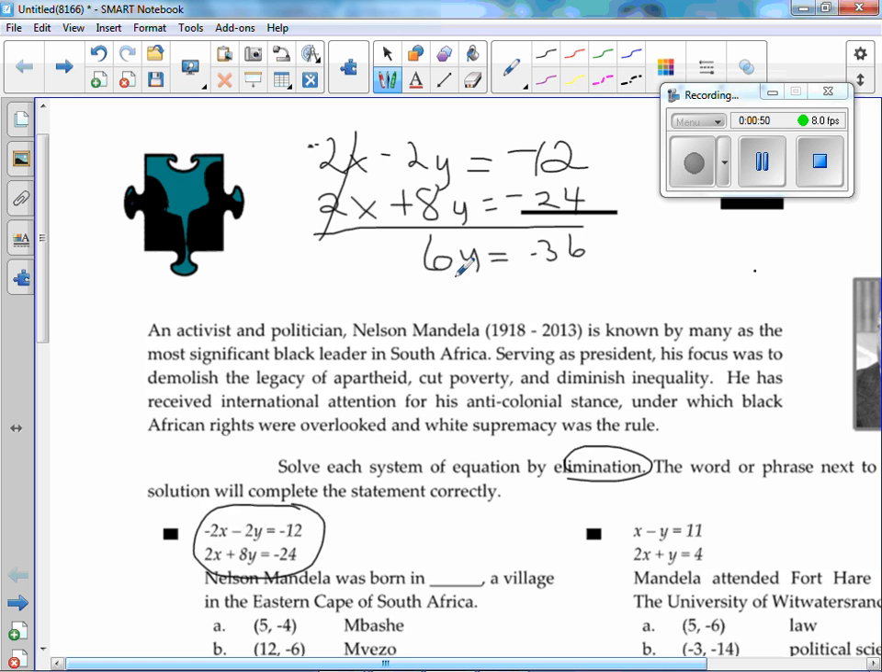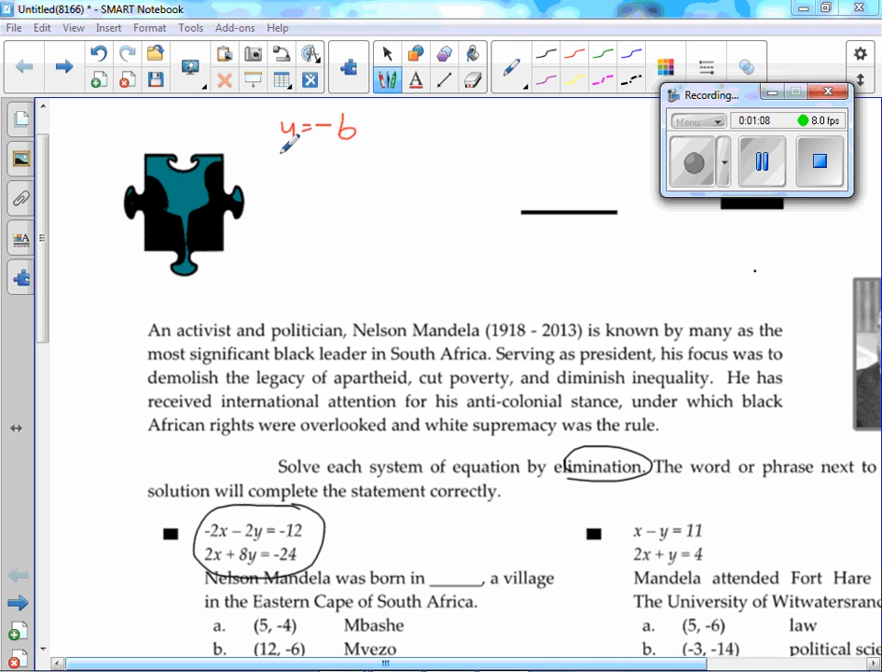Okay, now we want to get the y by itself, so we will divide both sides by 6. That gives us y is equal to negative 6, because 36 was negative. Okay, we've got y equals negative 6. The next step, we want to know what x is. We have no idea what x is. So we're going to go to either one of these equations, either will work. Let's do the one with the smaller numbers.